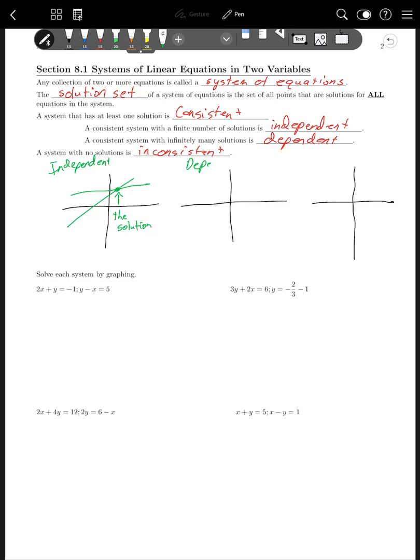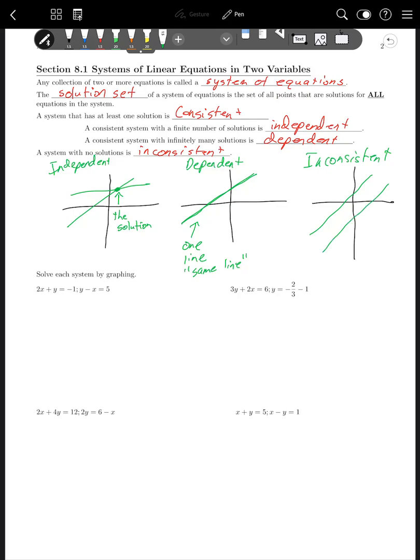Then we have dependent systems. These are systems that never intersect. So they would look like that. Wrong one. Got ahead of myself. Dependent systems are ones where they're always the same. So that actually means that these would be one line. They'd be the same line. And then last but not least is inconsistent. These are lines that never intersect. So those would be two parallel lines, like so. Okay, so that's the idea.